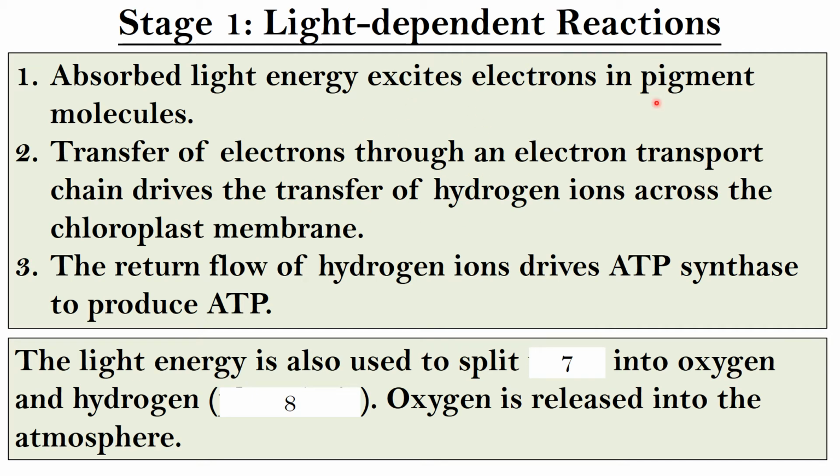It's the light-dependent reactions. The second thing, the light energy is also used to split something into oxygen and hydrogen. So 7 is water. And this word, if you've had a look at your notes, this process is called photolysis. So splitting water into oxygen and hydrogen is photolysis, and oxygen is released into the atmosphere.